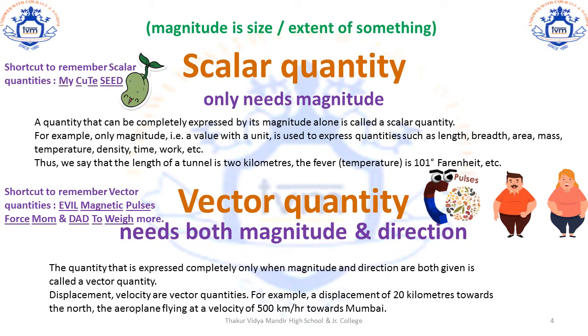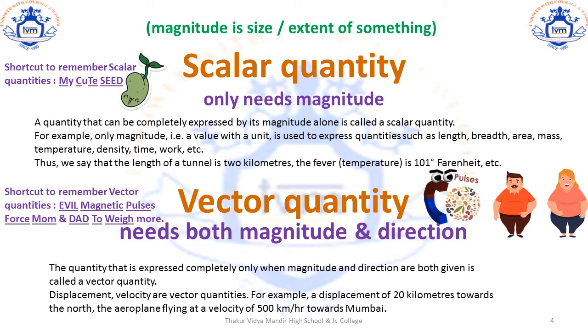Let's remember the shortcut for vector quantities. The shortcut is "E will magnetic pulses force mom and dad to weigh more". Now remember, it's basically like dieting or increasing weight. So "my cute seed" was the lean one, the lesser one, which only requires magnitude, and "E will magnetic pulses" is for the vector quantities, which will increase the weight. Okay, so you need something extra, which is direction.